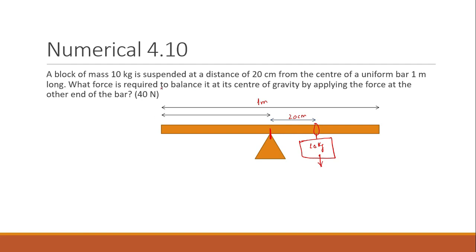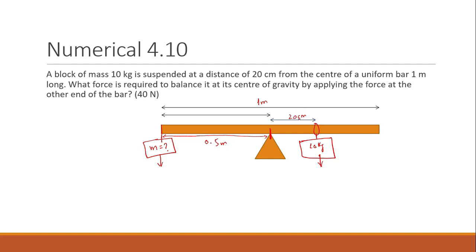What force is required to balance it at its center of gravity by applying the force at the other end of the bar? By adding this 10 kg weight, we imbalance this rod. So now we have to balance it at its center again by adding a force at this edge. So we have to calculate the mass that will be required to balance this rod at its center. As the rod is 1 meter long, the distance from the center to the mass which we will hang is equal to 0.5 meters.